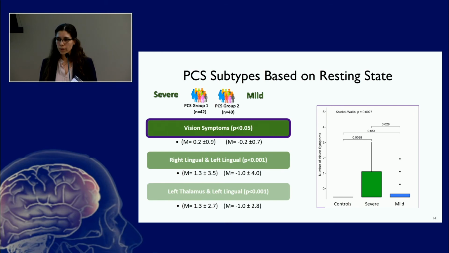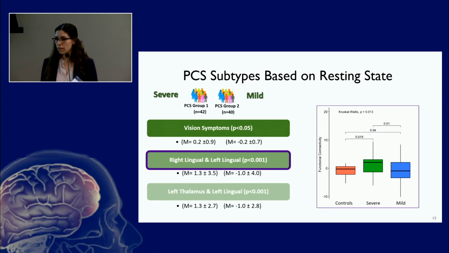If we were to compare these to the controls, you will see the vision symptoms for the severe group is significantly higher than the controls. But there isn't really much difference between the mild and the controls. So the mild group is really looking like controls, actually. The same idea goes with the second. I'm just going to give you the examples for the first two.